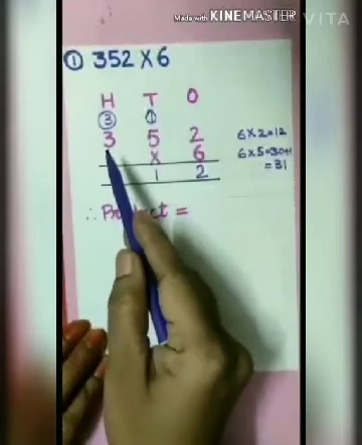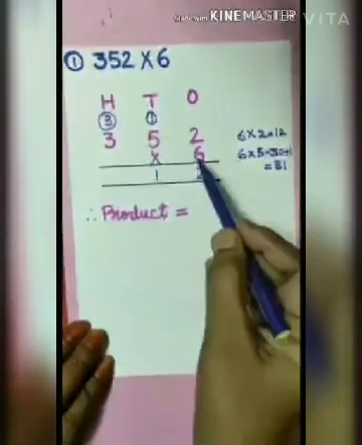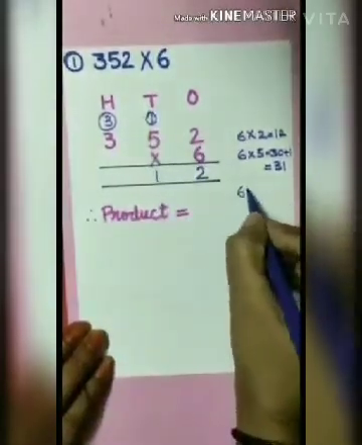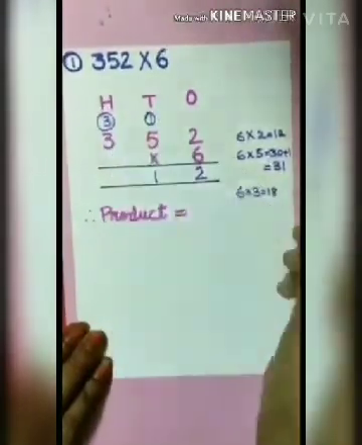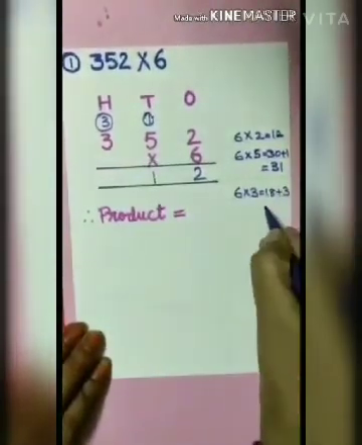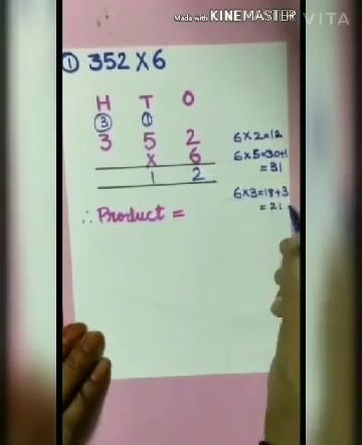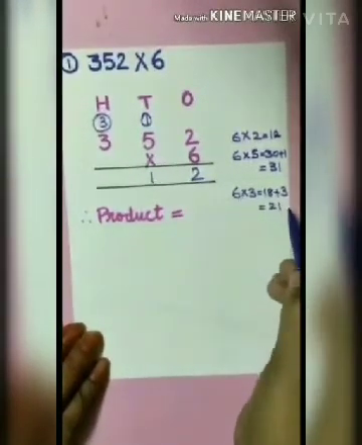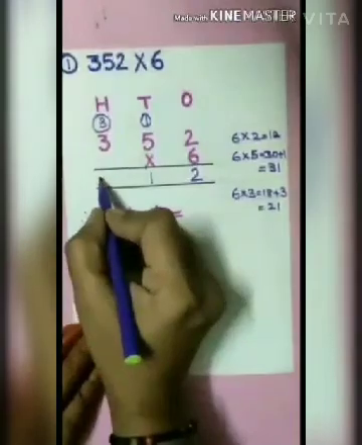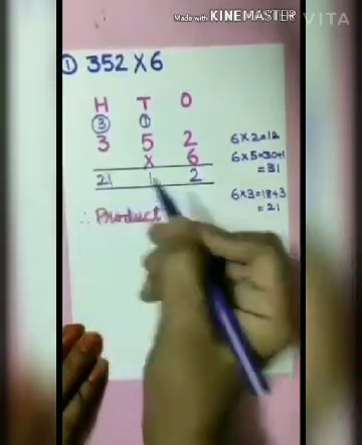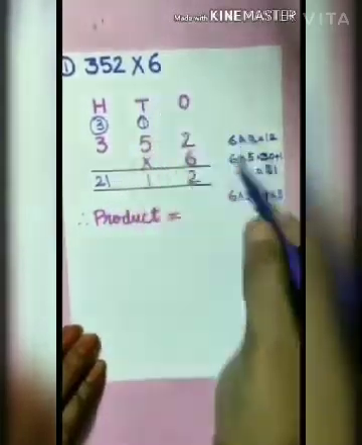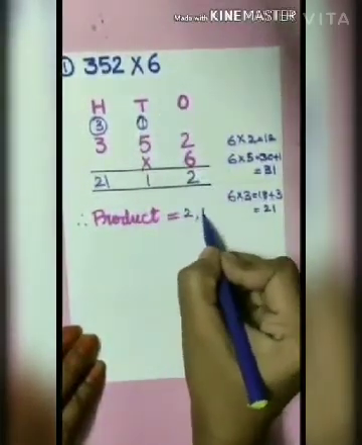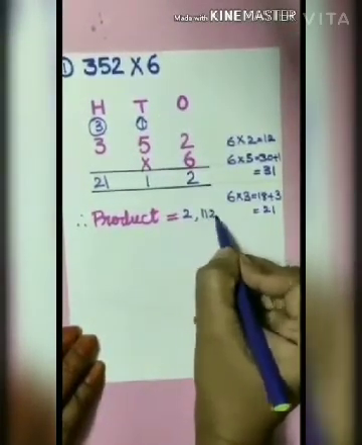Next multiply the number in the hundreds column. 6 into 3 is equal to 18, plus carried over 3. 18 plus 3 is equal to 21. Write 21 in hundreds column. Therefore, the product of 352 into 6 is 2112.